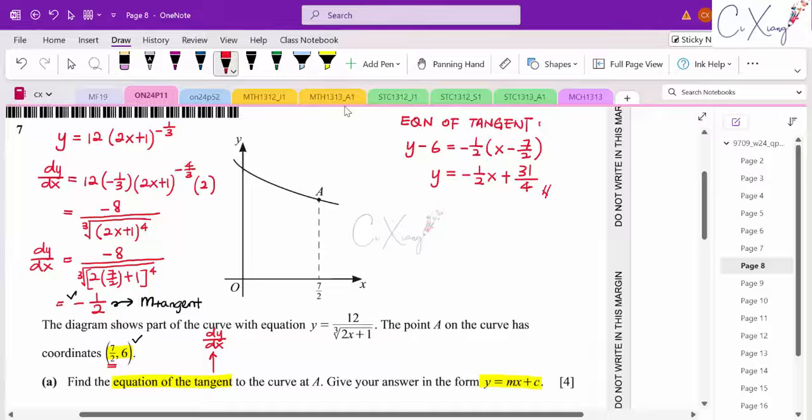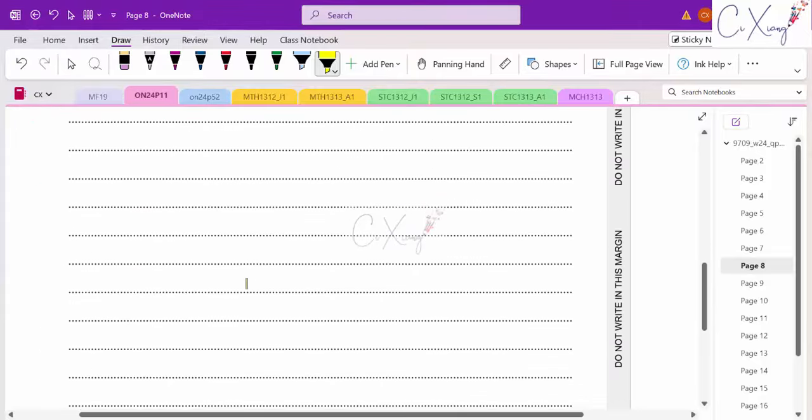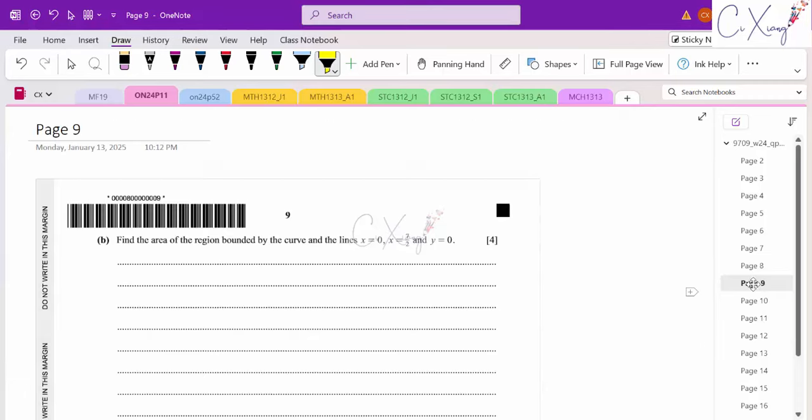So this is in the form of y equals mx plus c for the equation of the tangent for this curve at the point A. Okay, so this is how we solve part A. And let's have a look at part B, which is on the next page.